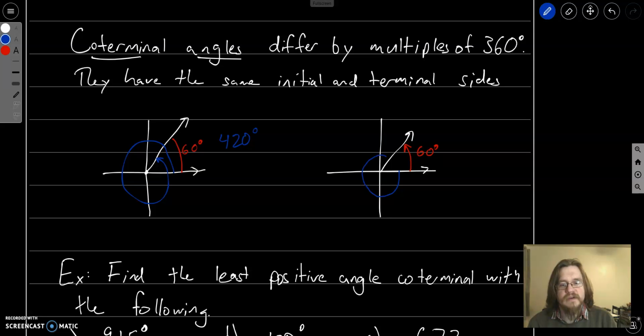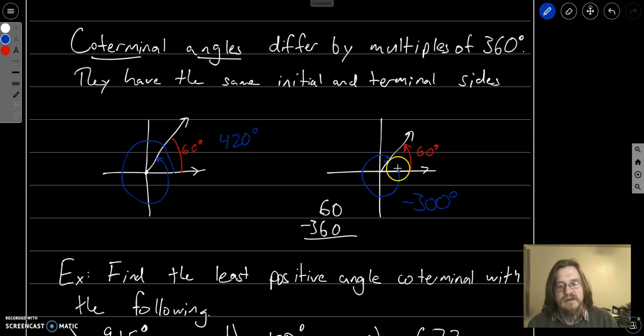So if I go clockwise from the initial side to the terminal side, I'm going to be going backwards. And again, it's the same thing as 60, but I've gone the reverse around the rotation. So this is going to be 60 minus 360 degrees. So this angle here is going to be negative 300 degrees.